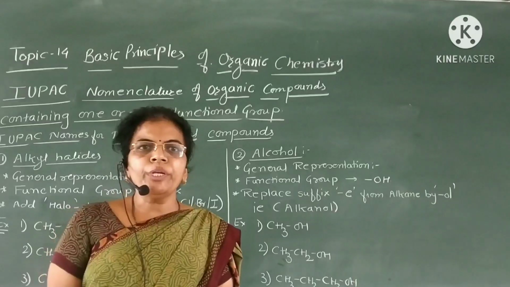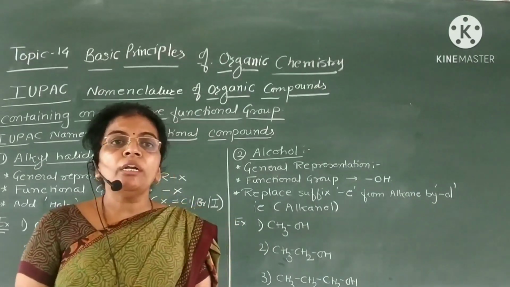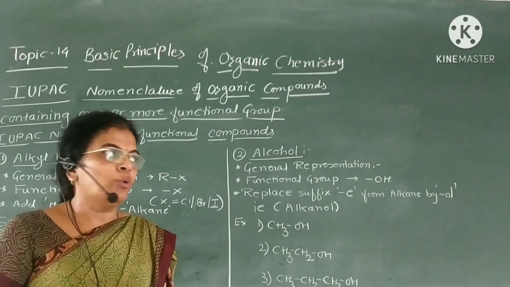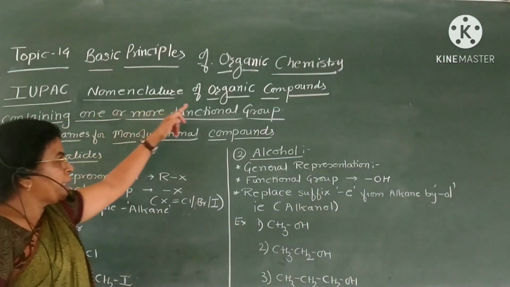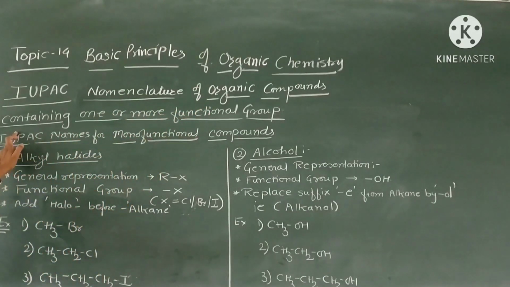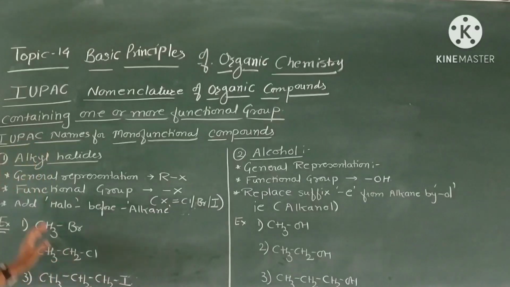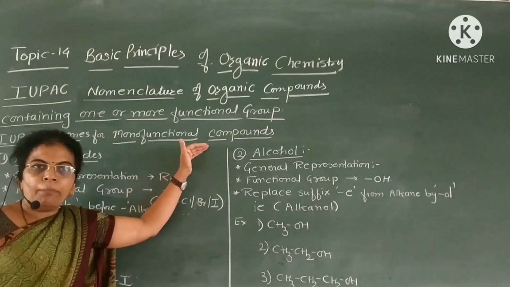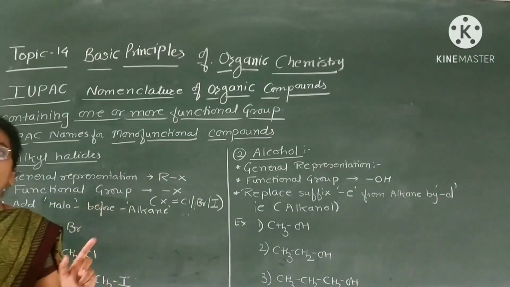Now we are going to give nomenclature for the compounds which contain a functional group, that is, IUPAC nomenclature of organic compounds containing one or more than one functional group. First we are going to give nomenclature for monofunctional group compounds, that is, compounds containing only one functional group. Now we are going to see one by one.